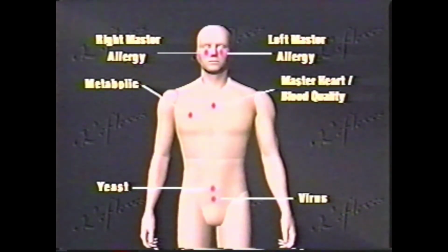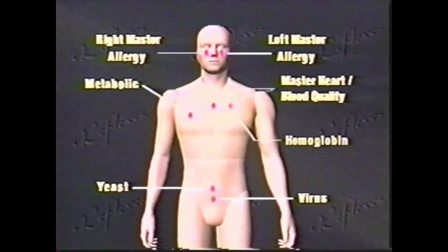The 7th is the blood quality reflex. This is in the same area as the master heart reflex, but is tested with the palmar side of the hand first and then the back side of the hand second. This represents positive and negative electricity respectively.